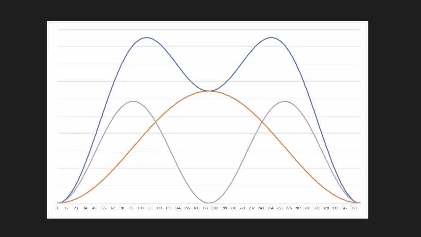Here is a diagram that shows how Hurst suggested that cycles combine. Here we have a grey cycle, and here we have an orange cycle. These two cycles are combined using Hurst's principle of summation simply by adding up the cycle influence, resulting in this blue line over here.